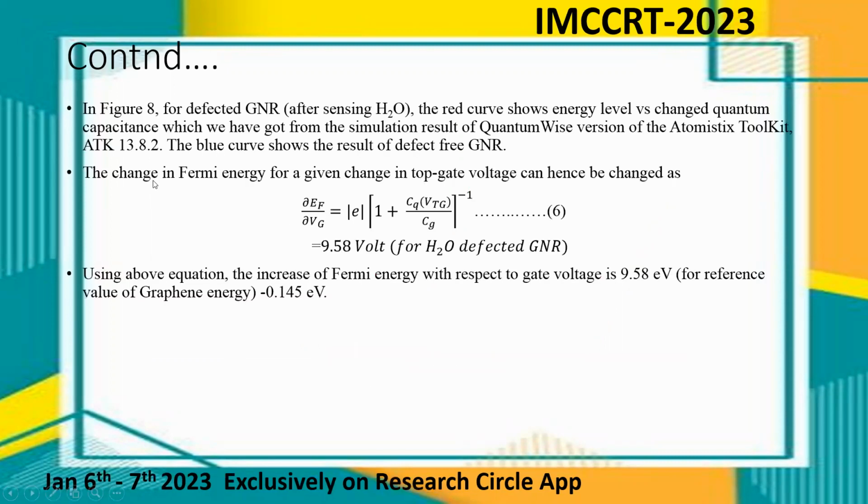The change in Fermi energy for a given change in top gate voltage, or we can say for a given change in quantum capacitance, can hence be calculated, and we can use this formula for calculating our Fermi energy level. And now we have got 9.58 volt, if we take the reference value 0.145 electron volt.